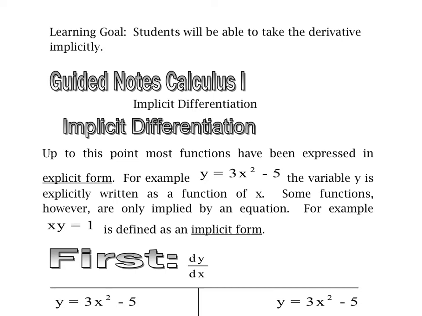All right, implicit differentiation. So far we've only taken the derivative of equations that are in the explicit form, where the y is all by itself. So the y is definitely an explicit function of x, but implicit means that neither one is the dependent or the independent. And so this is called the implicit form. I want to show you how we're going to do this.